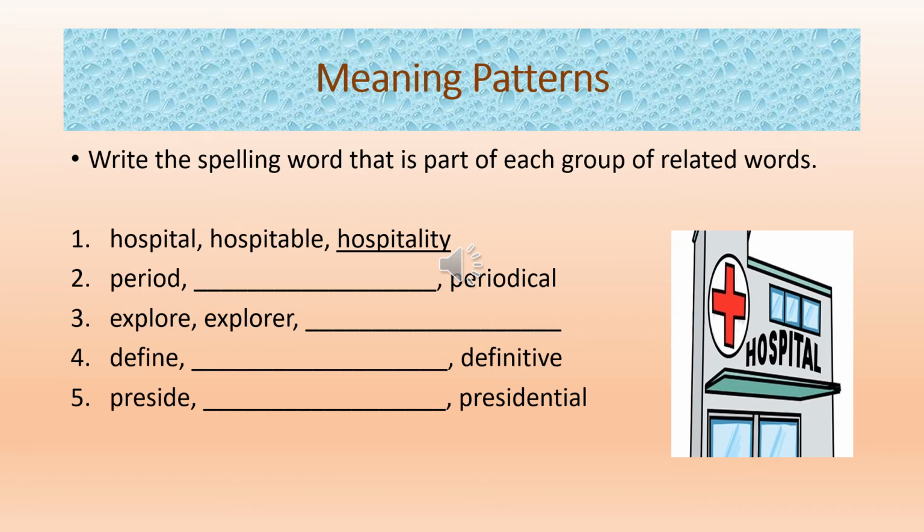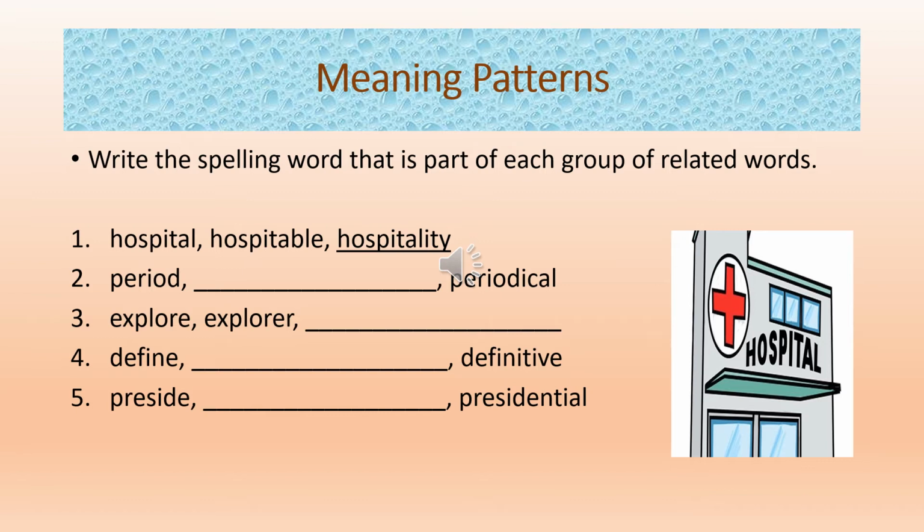Okay, let's do number 2. Number 2, we have period, blank, and then we have periodical. Check your spelling word list and find out which word is related to period and periodical. And that is going to be the answer for number 2. You have to do the same thing for number 3. Explore and explorer. Check your spelling words list and find a word that is related to explore and explorer. And that is the answer for number 3.